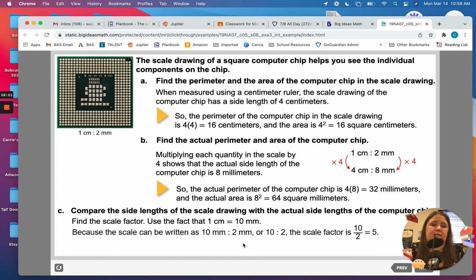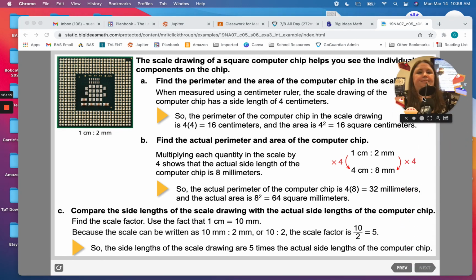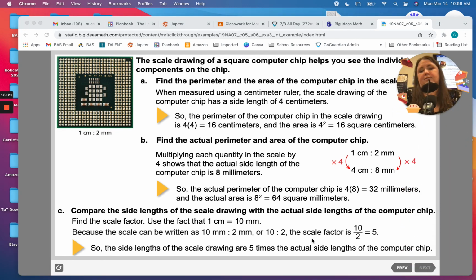Oh, they changed it to centimeters. Why would you change it to centimeters? I would have changed it to millimeters. Because they wanted to compare. Whatever. So they changed the centimeters to millimeters. So they did times 10 on top.